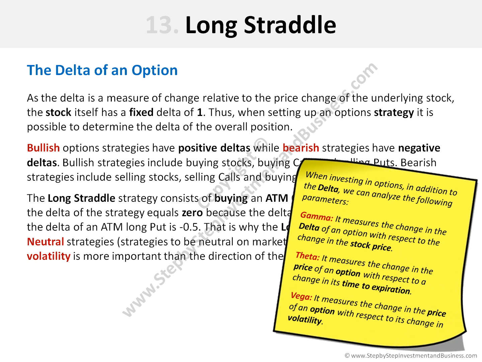Gamma measures the change in the delta of an option with respect to the change in the stock price. Theta measures the change in the price of an option with respect to a change in its time to expiration. And Vega measures the change in the price of an option with respect to its change in volatility. In financial jargon, all these parameters, including the delta, are known as the Greeks.